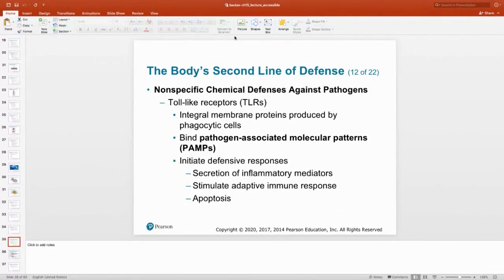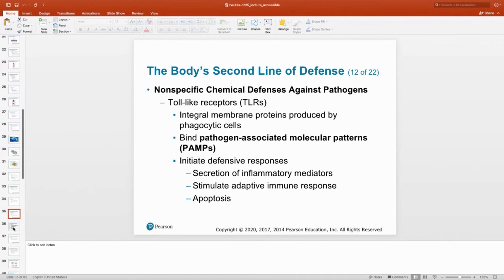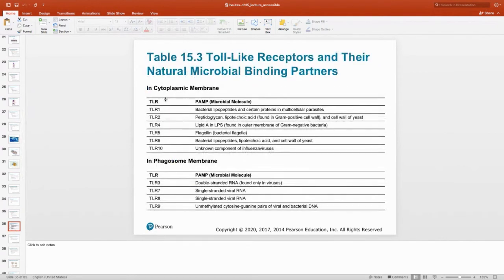non-specific chemical defenses called toll-like receptors. The toll-like receptors are proteins in the membrane produced by phagocytic cells, and they bind things called pathogen-associated molecular patterns, or PAMPs. And so this is where they are going to initiate defense responses, like secretion of inflammatory mediators, or stimulating the adaptive immune response, or even apoptosis, which is, of course, programmed suicide or cell death.